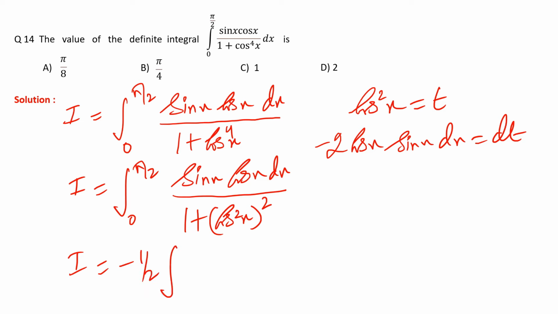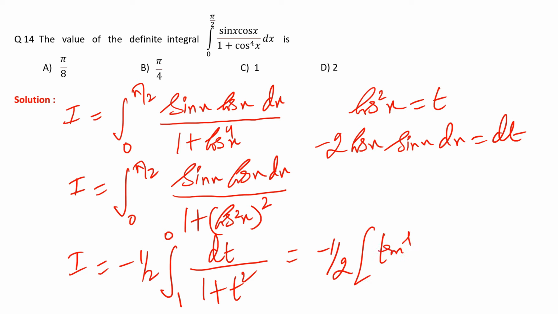Now since I am doing substitution, I will have to change the limits also. So lower limit becomes cos square 0, which is nothing but 1, and upper limit becomes cos square pi by 2, which is 0. Numerator becomes here dt, and in the denominator we get 1 plus t square. Isn't this method simple?